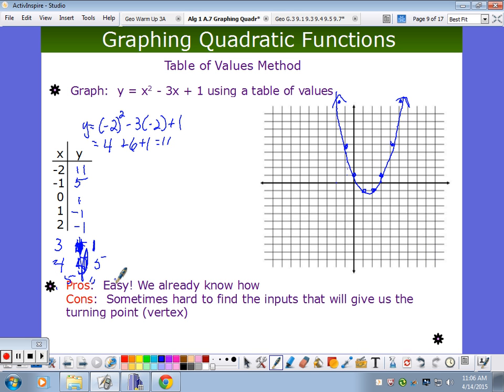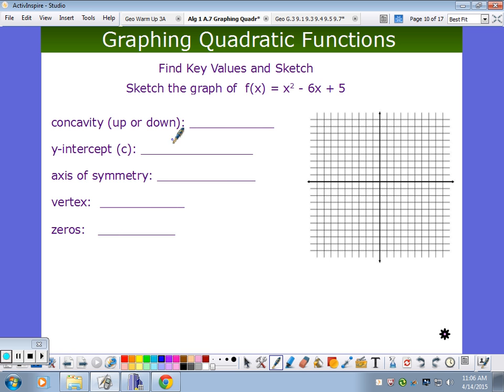Okay. So the pros of this method are it's easy. We know how. Look how easy that was. The cons: sometimes it's hard to find the inputs that will give you this nice little shape. What if you had something that was going all the way around the other way? Sometimes, how do I know how far down this goes? So it's good for some things, but we want to get some more exact things.